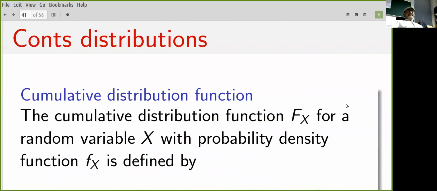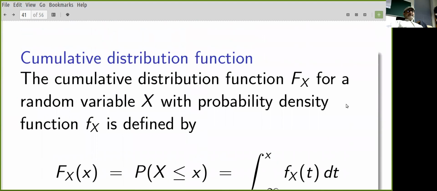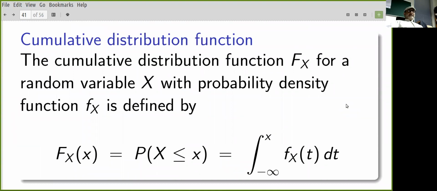Cumulative distribution: just like you had a cumulative distribution function, CDF, in the discrete case, you have one in the continuous case also. Again, f sub x of x is the probability that the random variable x takes a value less than or equal to x. From the definition of the probability density function, this is the integral from t equals minus infinity to t equals x of f sub x of t dt. You integrate the PDF from minus infinity to x.